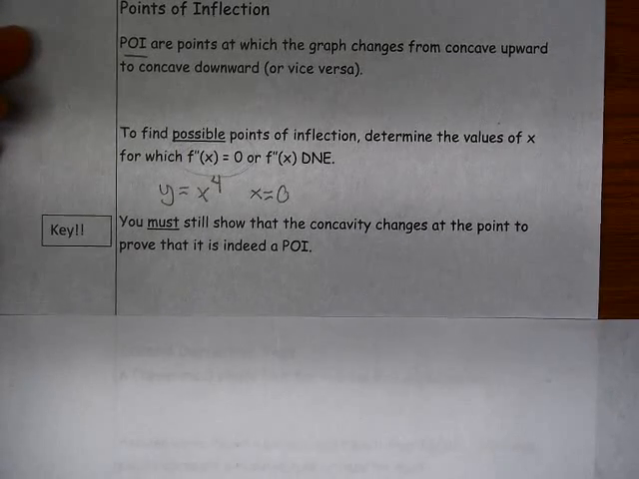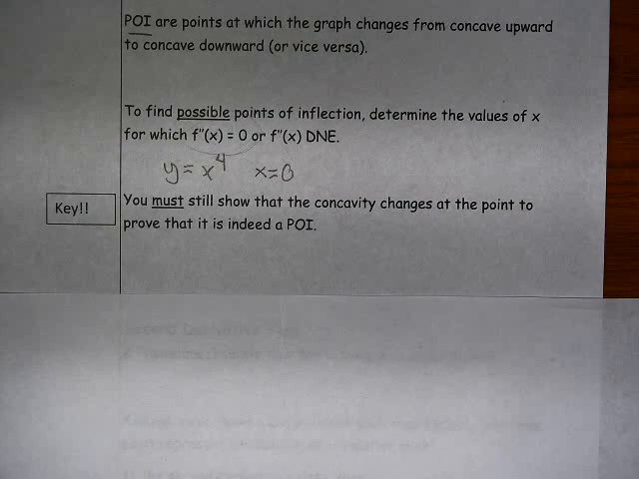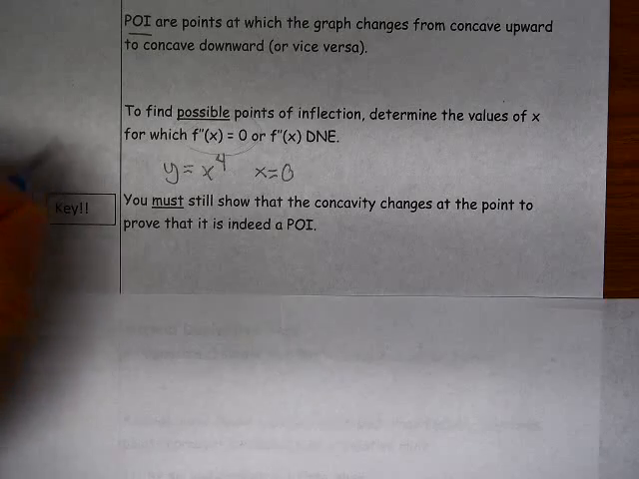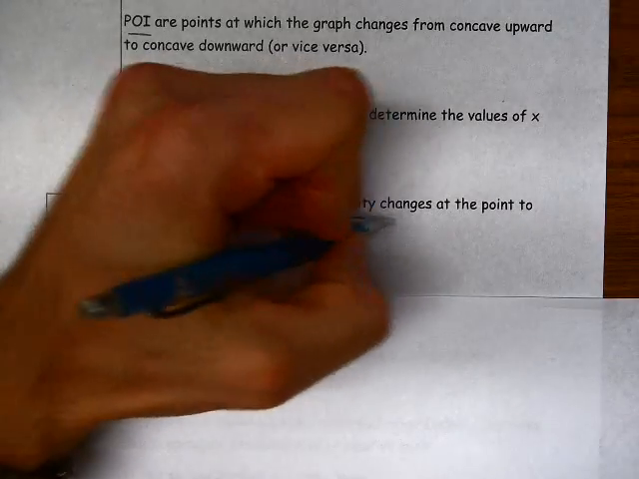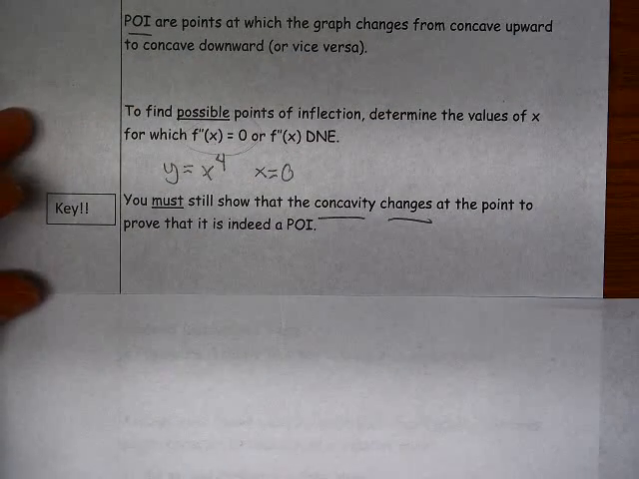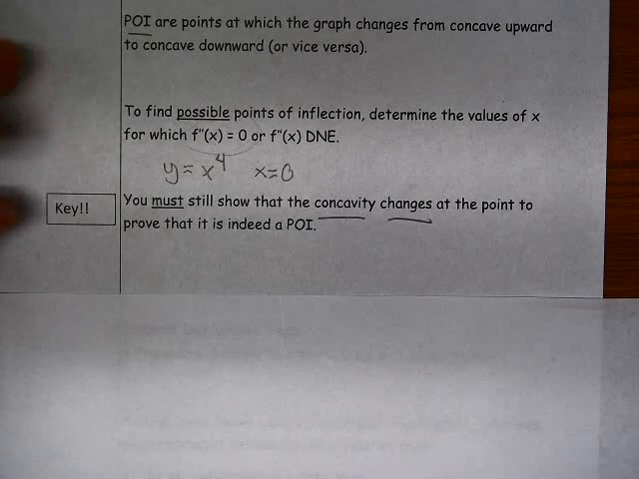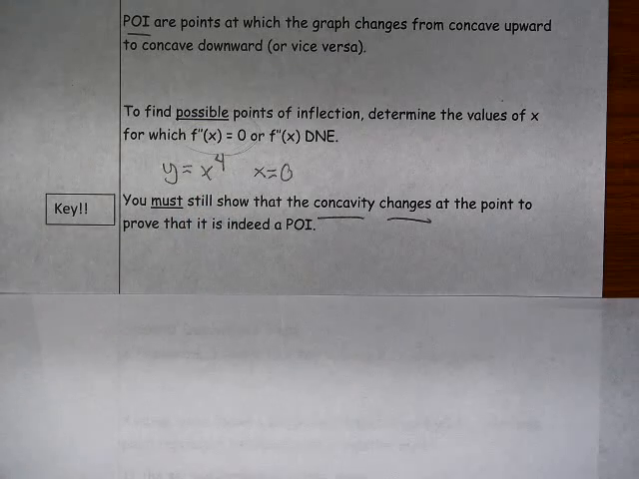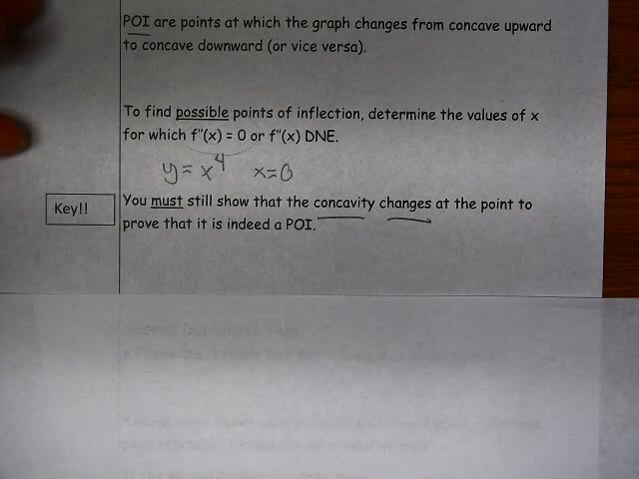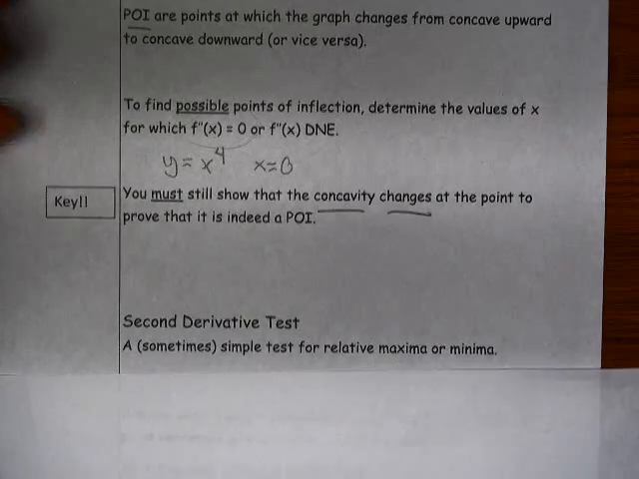So when we try to claim that something is a point of inflection, first of all, the point has to exist, and secondly, we have to show that the concavity changes from positive to negative or from negative to positive. So that's a really important point. Just showing that the second derivative equals 0 does not make that point a point of inflection necessarily.